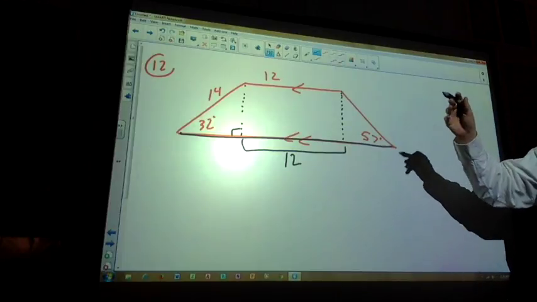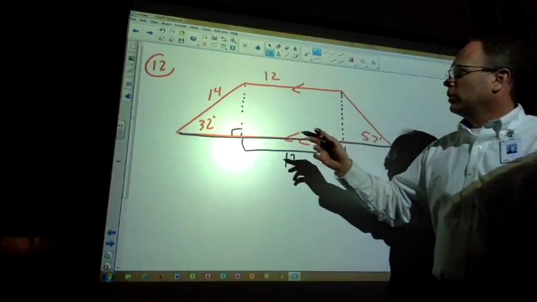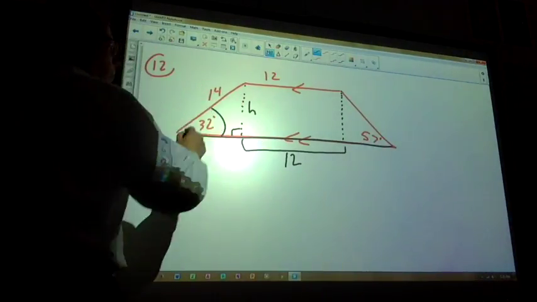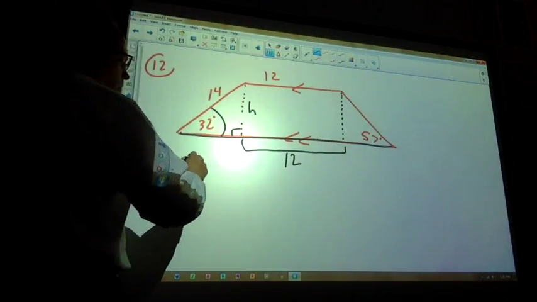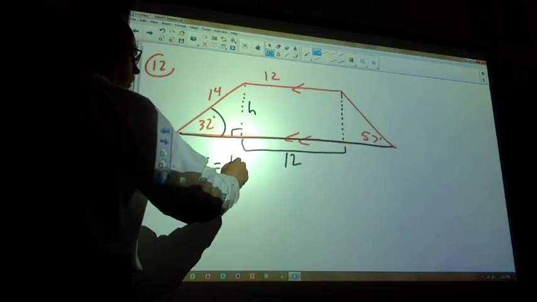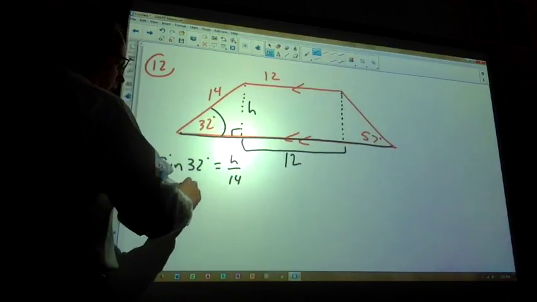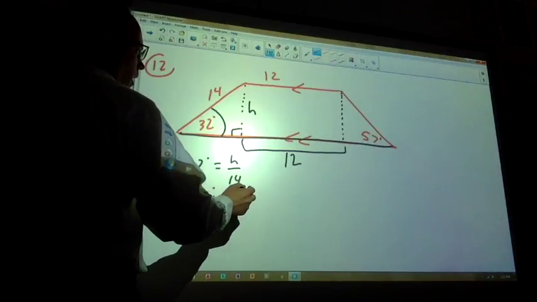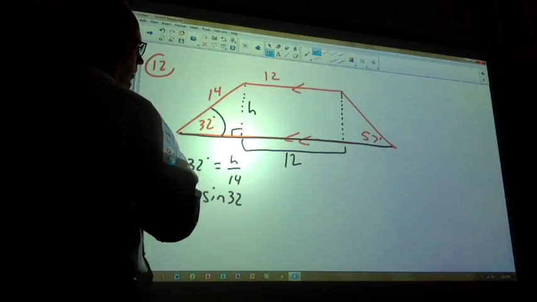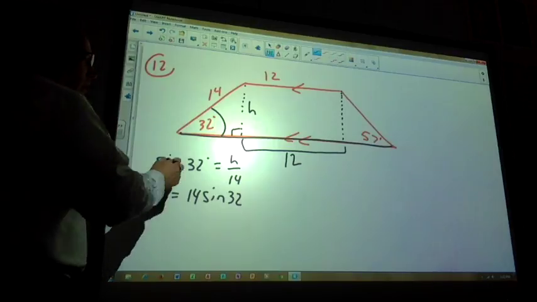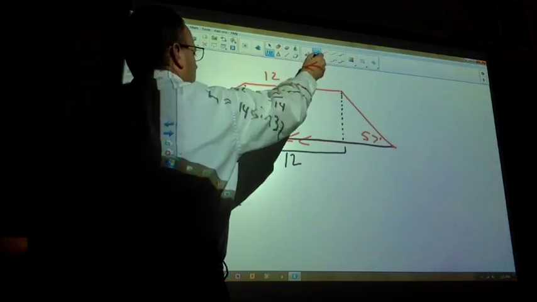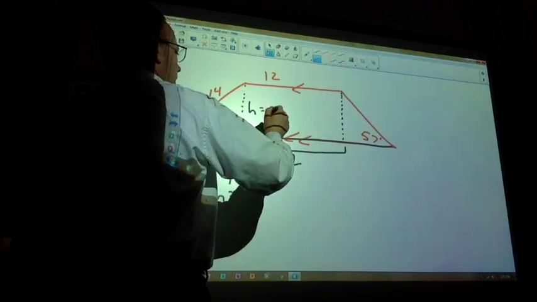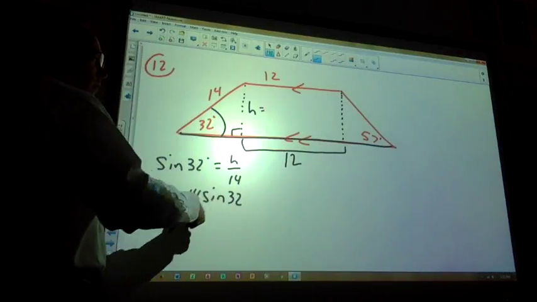as far as that box would go. And so then I could find the height here. So that looks like opposite and hypotenuse. So I could go sine 32 equals h over 14. So h equals 14 sine 32. I don't know why I wanted to find h. Actually, I wanted to find this down here. So that's equal to 14. Oh, that's why. Somebody work that out for me, please.